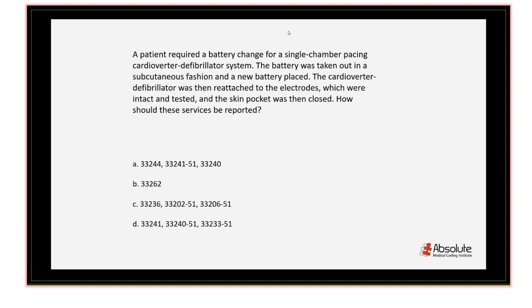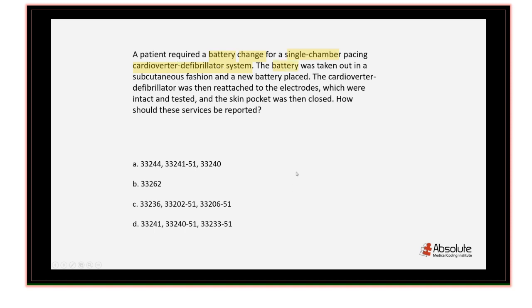So when you are highlighting this, you should only have those keywords as your guide and answer them with your keywords. So when you are saying what, you're coding for a defibrillator battery change, so that should reflect in your keywords. So you have your battery there, change, single chamber, cardioverter defibrillator system. So we know that that's what you're coding for.